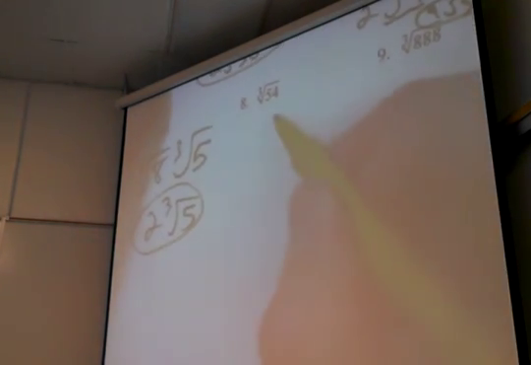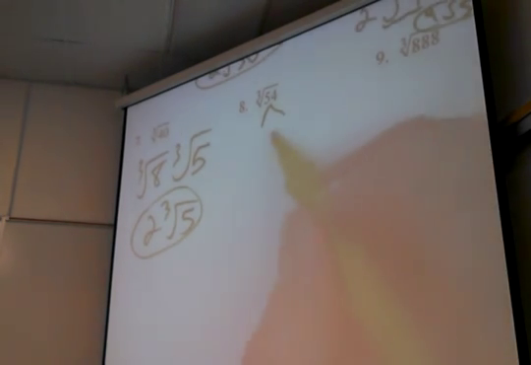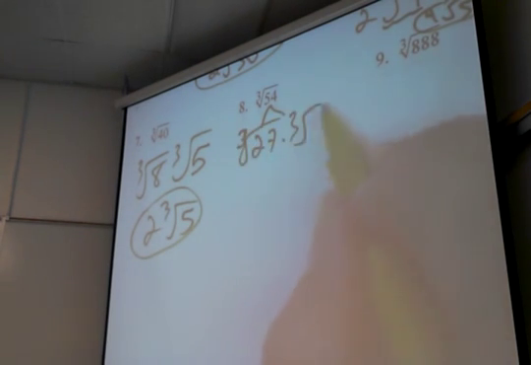One more here. How do you try to break that up? What number goes into 54 that's a cube? 9. 9's not a cube though, right? It's a square. Maybe go one more level of 3 up. 27. 27 times 2. So it's the cube root of 27 times the cube root of 2.